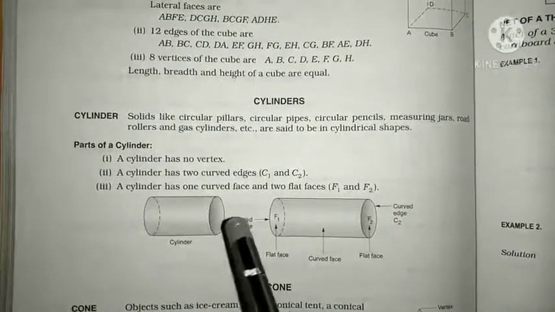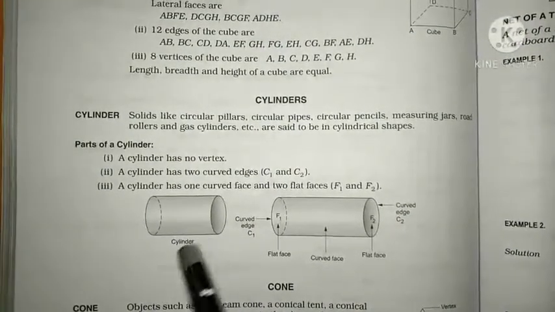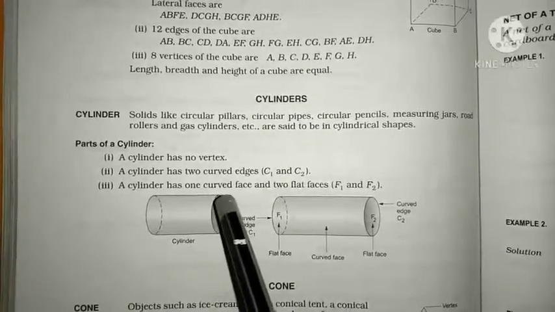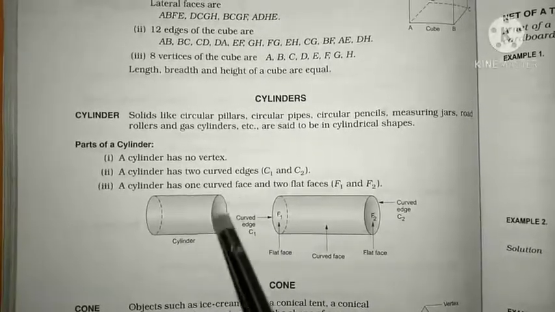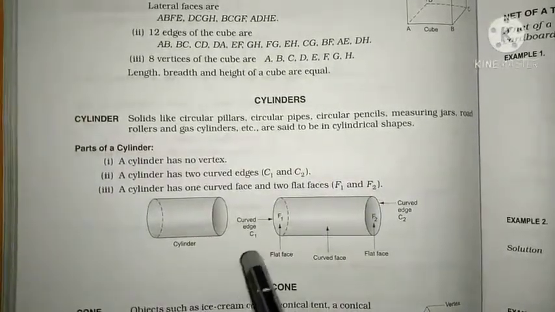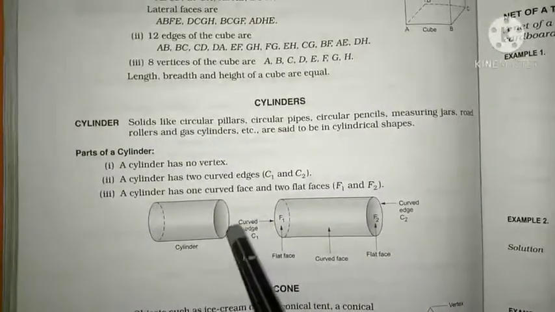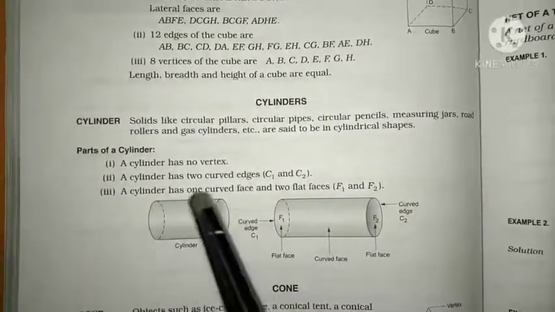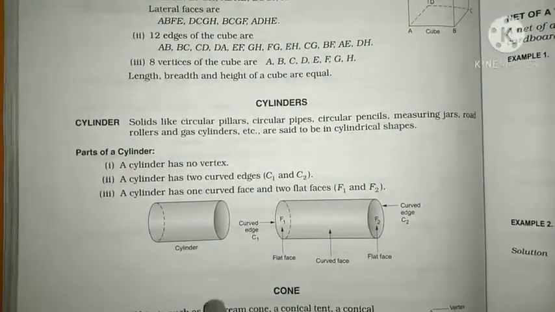So we can say that a cylinder has no vertex, as there is no corner in the cylinder, so there is no vertex. A cylinder has 2 curved edges. You can see these are the 2 curved edges, C1 and C2. This one. Right. A cylinder has 1 curved face and 2 flat faces.